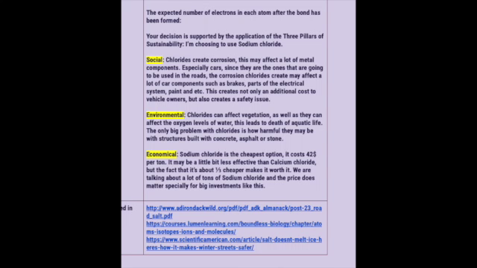It may be a little bit less effective than calcium chloride, but the fact that it's about 1/3 cheaper makes it worth it. We're talking about a lot of tons of sodium chloride, and the price does matter, especially for big investments like this.